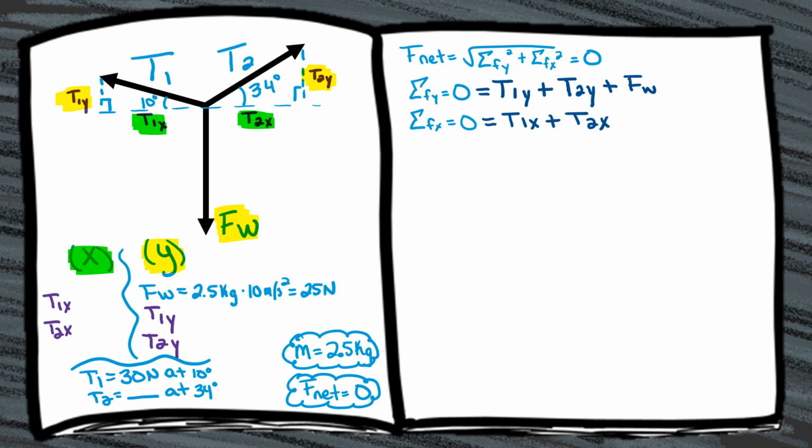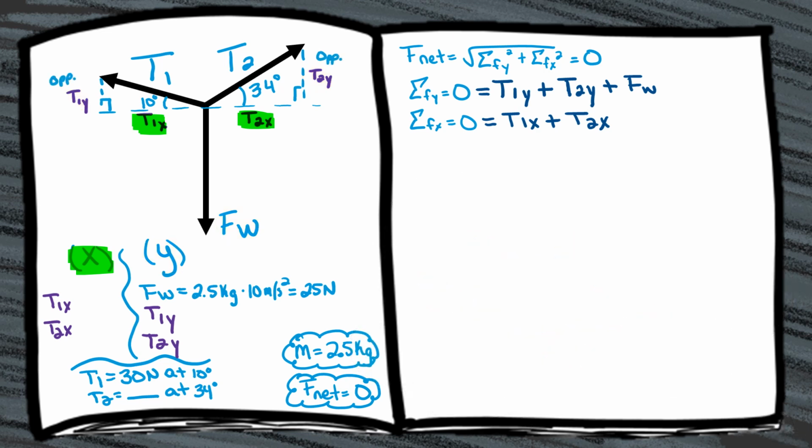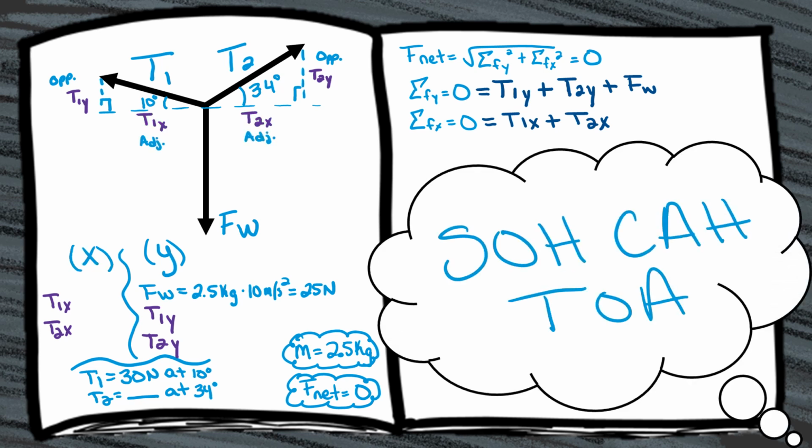Okay, having this in mind, what should we do first? That's right, Alex. We must first label our triangles, which in this case, force of y is opposite to the angle, and force of x is adjacent to the angle. Now what should we do next? You got it, Alex. We must use SOH CAH TOA to determine the missing components.